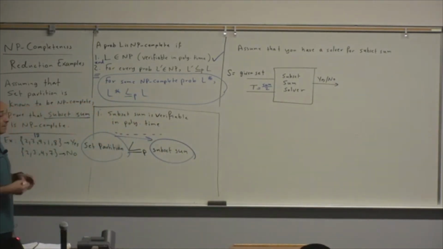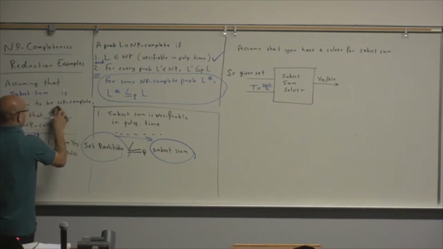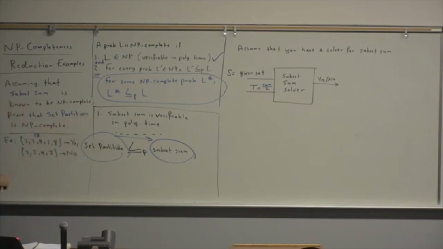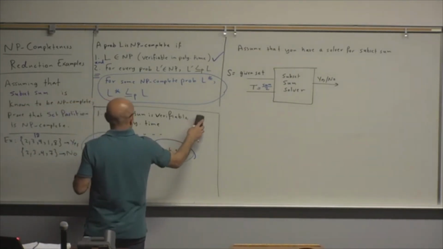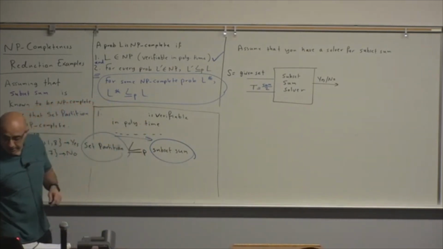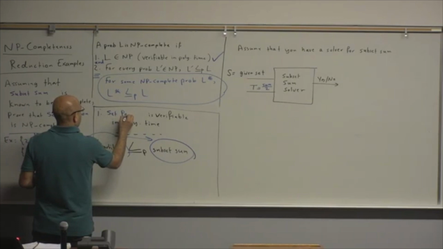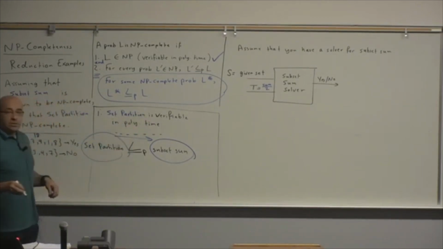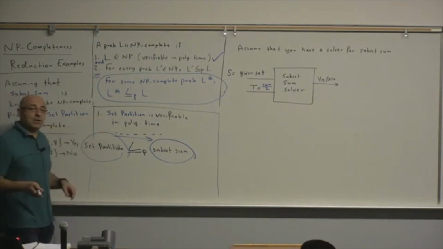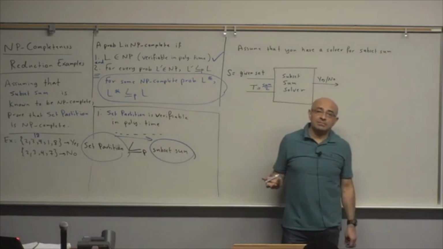Now to solve the problem in the other direction, assuming that subset sum is known to be NP-complete, prove that set partition is NP-complete. So now you need to say that set partition is verifiable in polynomial time. Who can describe how we can verify set partition? What does verifying set partition mean?